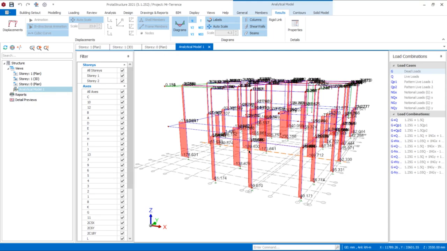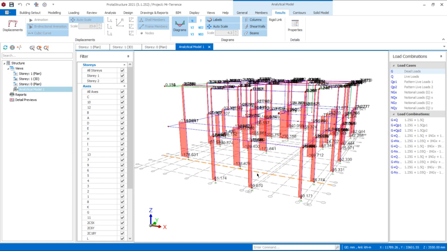Imagine designing a building and then you click the Analyze button and suddenly your screen is filled with colored lines, numbers, and diagrams. For many engineering students and even some practicing engineers, this is the point where they become confused. They don't know what they are looking at. They simply wait for the software to tell them whether the design passes or it fails.